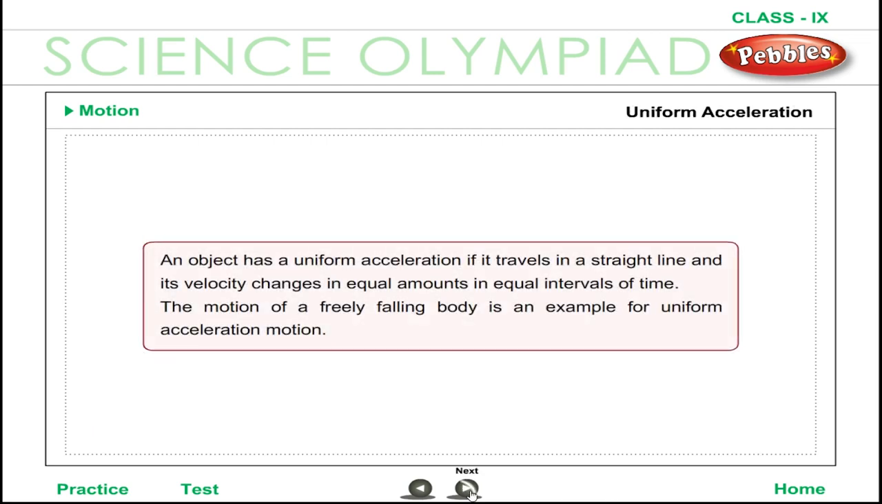Uniform acceleration. An object has a uniform acceleration if it travels in a straight line and its velocity changes in equal amounts in equal intervals of time. The motion of a freely falling body is an example of uniform acceleration motion.